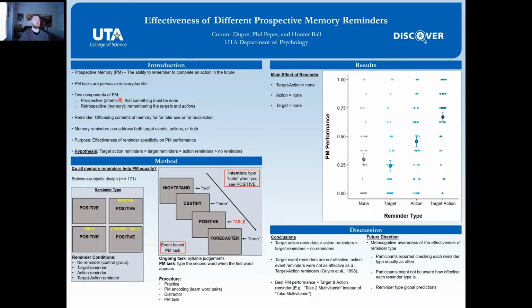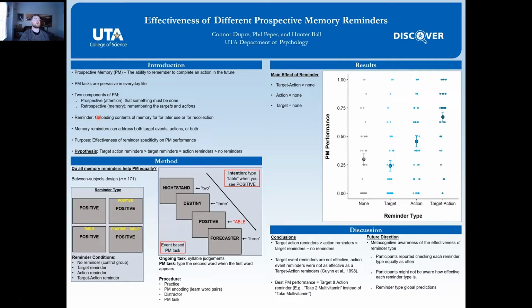Importantly, there are 2 components of prospective memory, prospective and retrospective. The prospective element involves remembering that something must be done. The retrospective element involves remembering the target and action events associated with memory. For example, if you had the intention to take 2 multivitamins, the target event would be multivitamin, and the action would be take 2.